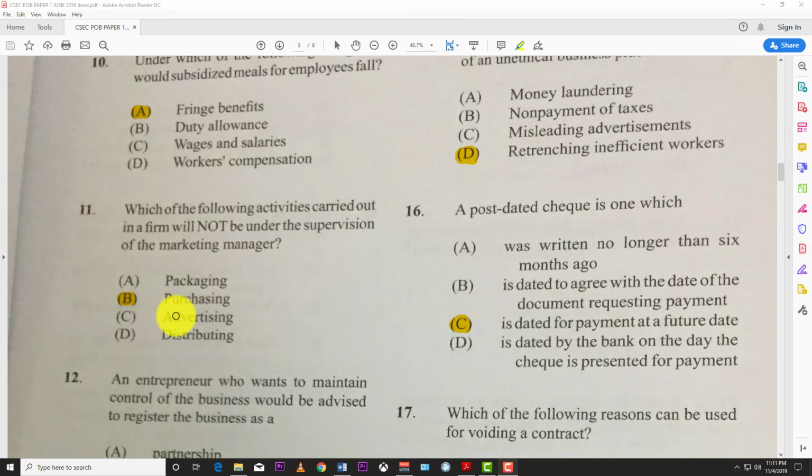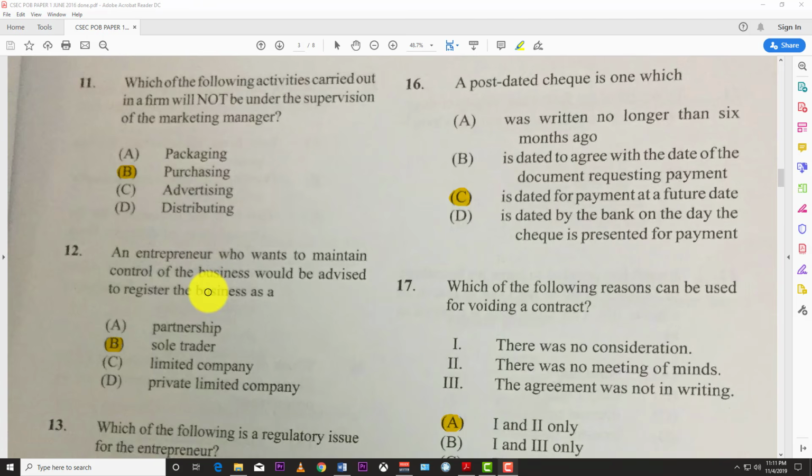Number 11, which of the following activities carried out in a firm is not under the supervision of the marketing manager? And the best answer here is purchasing. That would be more like the sales or the production people who might be in charge of purchasing. So marketing would include advertising, distributing, and packaging. That's marketing.